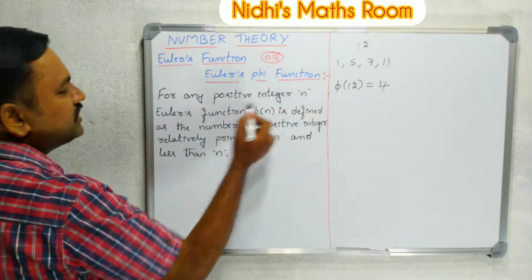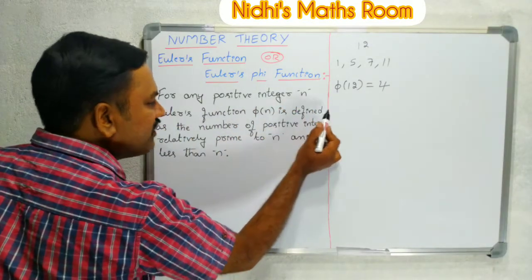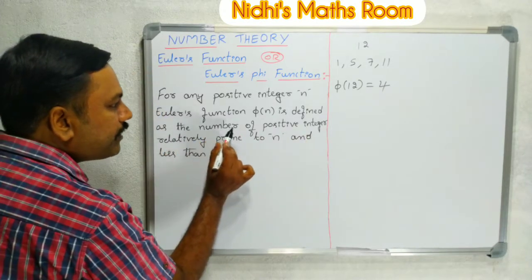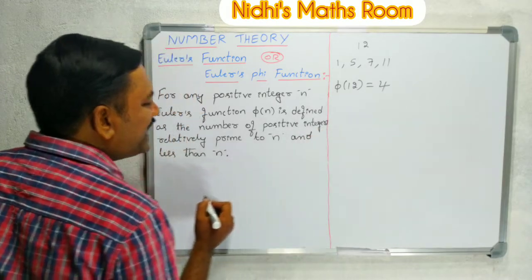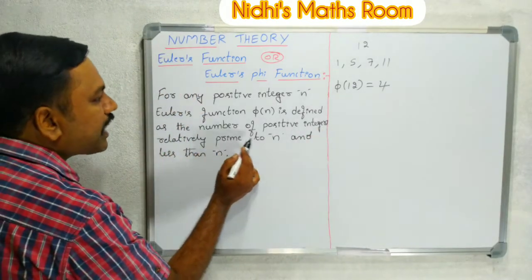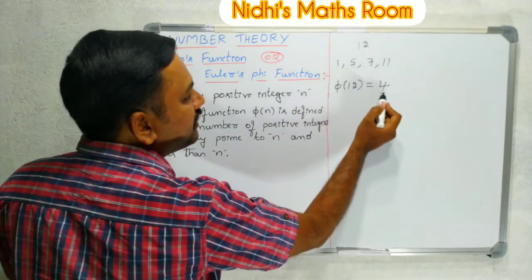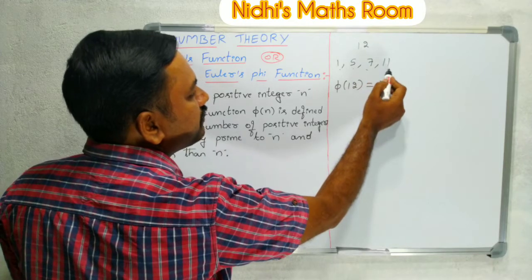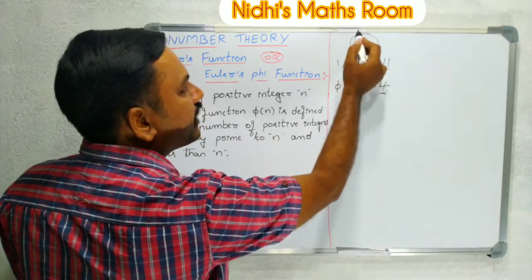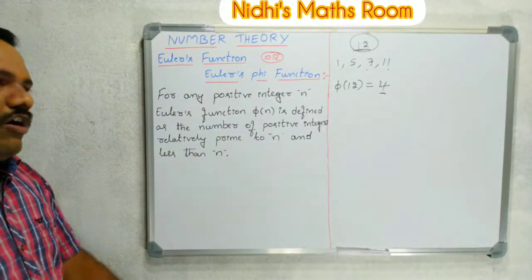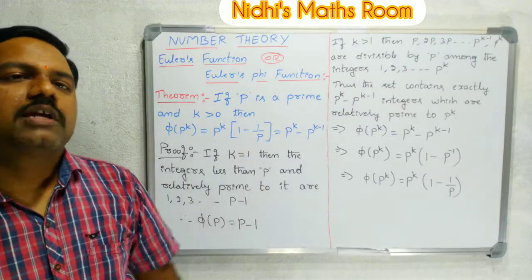For any positive integer n, Euler's function phi of n is defined as the number of positive integers relatively prime to n and less than n. The number of positive integers relatively prime to and less than that number is nothing but Euler's function. Is it clear? Okay. Move on to the theorem on Euler's function.